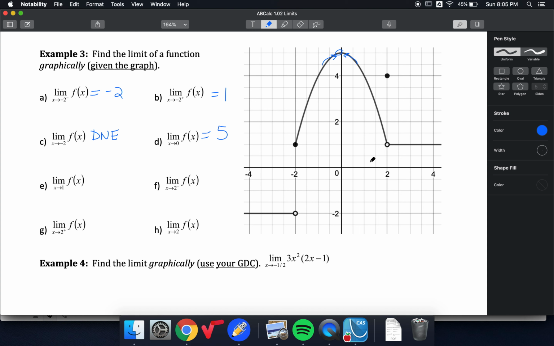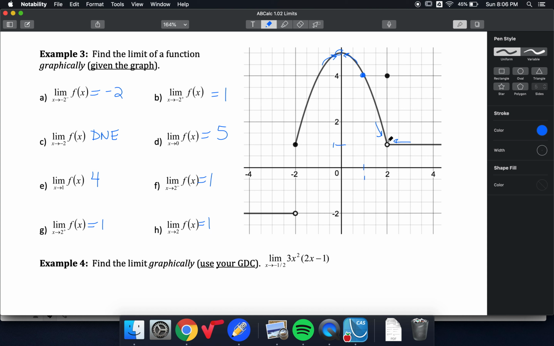As x goes to 1, well, my 1 is there. Same thing, the limit exists, and my value is 4. If I approach 2 from the left, well, approaching 2 from the left is coming this way, and I'm approaching the value 1. If I approach 2 from the right, that's going this way. I'm also approaching 1. The limit as x goes to 2 is 1.